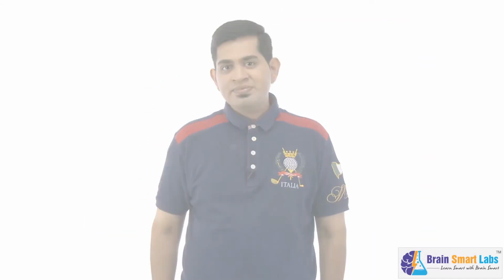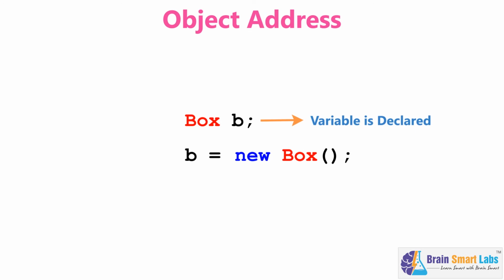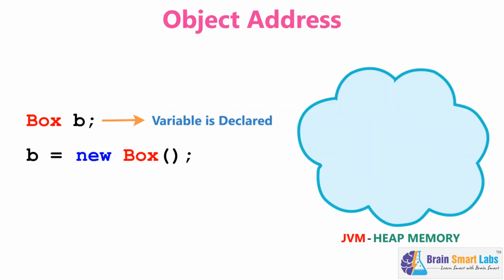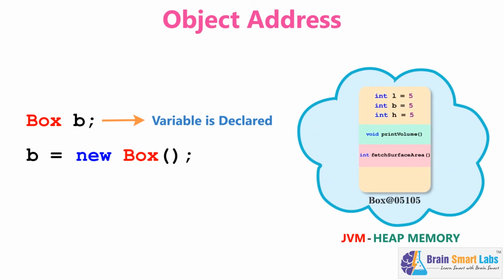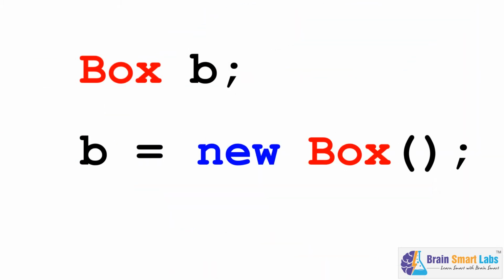Sure, take a look. In Java, when we write a statement box B in the first line and B equal to new box in the second line, the first statement always says that we are declaring a variable B of type box. When our second statement B equal to new box gets executed, a new box object inside our heap memory gets created with a valid memory address understood only by our JVM. After the object is created, an interesting thing happens. The object address of our box object created on the RHS will be then transferred to our variable B present on the LHS.